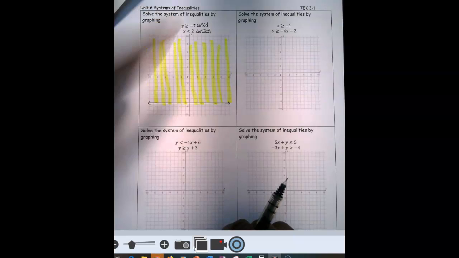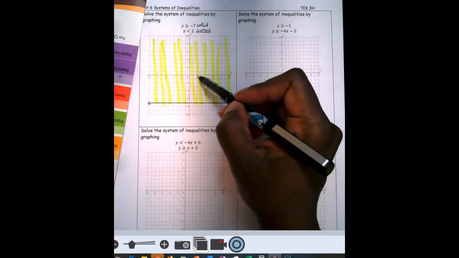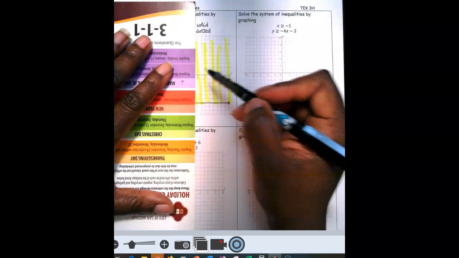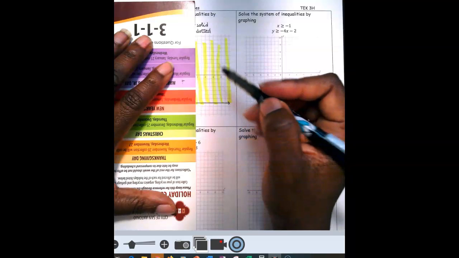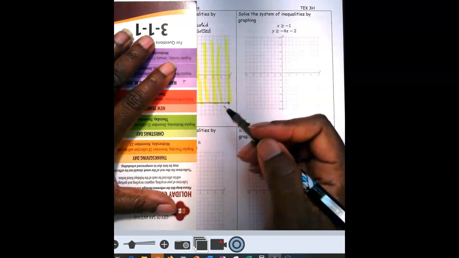x is less than 2. So we're going to come over here to 2, and it says x is less than, so I know I have to go through the x-axis at the number 2. And I know that my line has to be dotted.